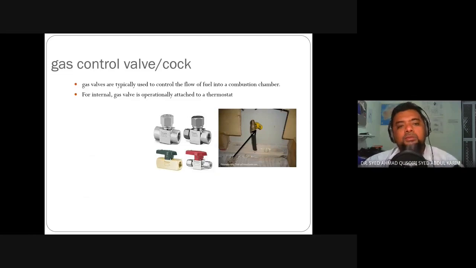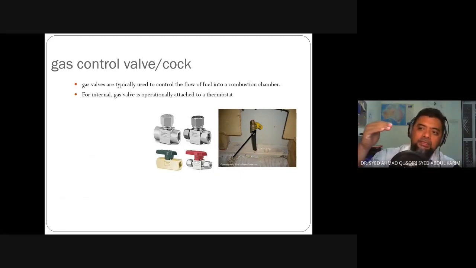Okay, next is the gas control valve. Gas valves are typically used to control the flow of fuel into a combustion chamber. Now, the internal gas valve is operationally attached to the thermostat. These gas valves are located all over the pipeline. It's not just one or two units, but all over the pipeline so that they can do maintenance work. They can shut down a certain section of the gas pipeline so that they can do their work safely.